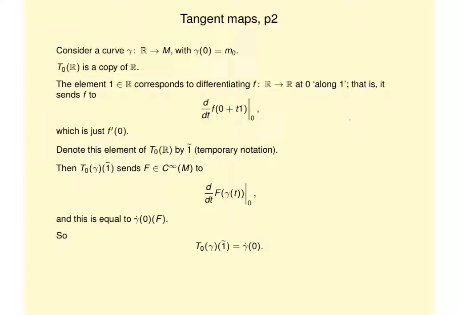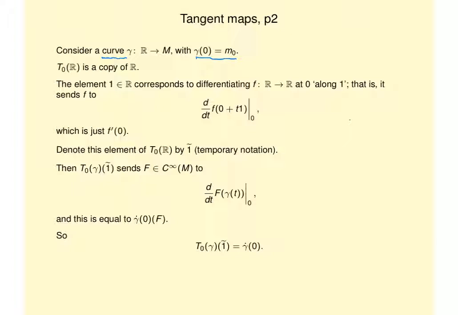Here's an example that comes up over and over again, and it's best to look at it carefully once, and then we can more or less forget about it and simply use it in the future. Look at a curve in the manifold, gamma, going through a point m0 at time t equals 0.